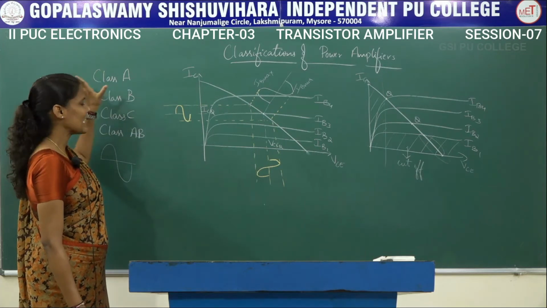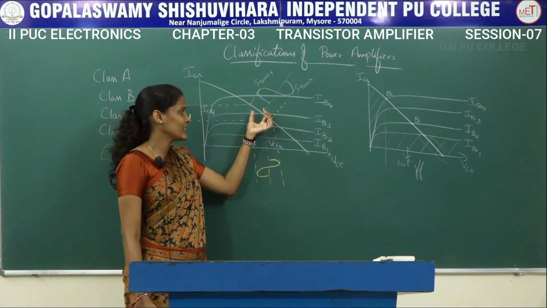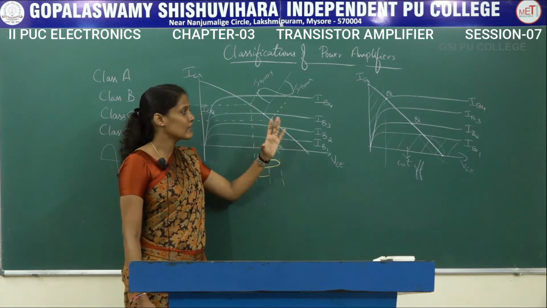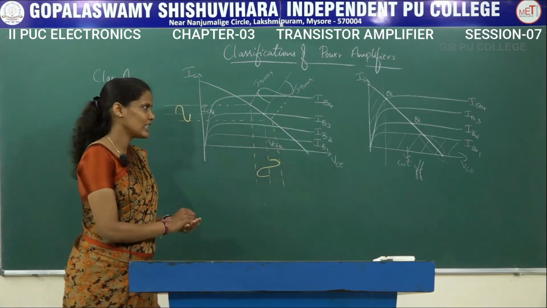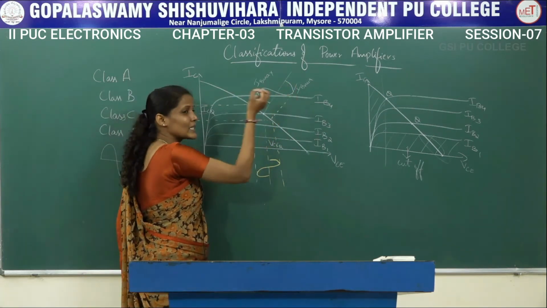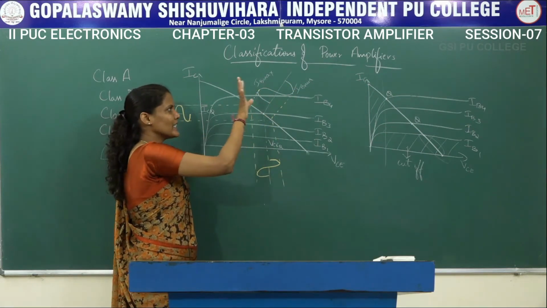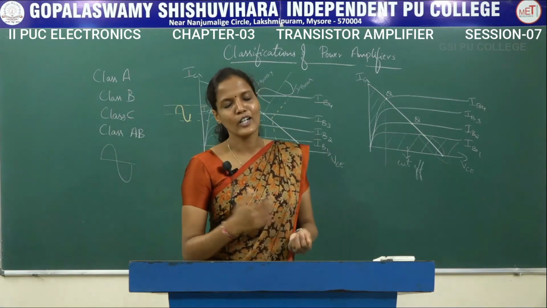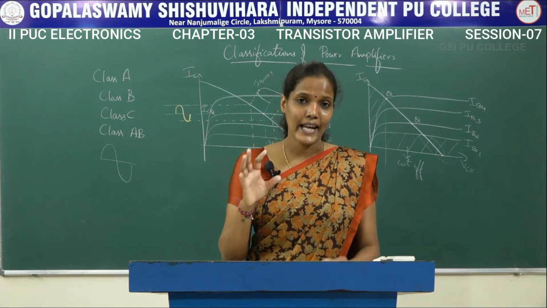So class A means we are going to select a Q point which will be present exactly at the center of the load line. There will be no distortion in the output signal. Distortion means none of the input signal's part will be eliminated at the output side. That means however the input varies completely, the output also varies in the same way. So this is the class A amplifier.